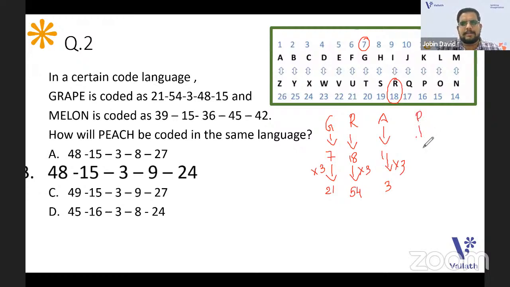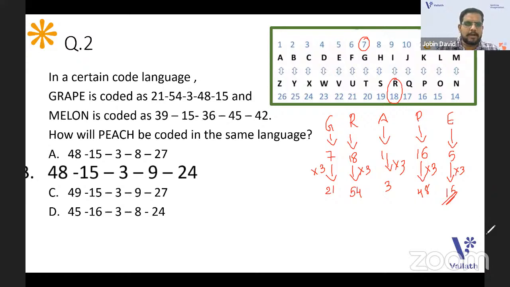Check for the full word. If a pattern is following, check for the entire letters. Then only can you confirm that and move on. So into 3, it is 48. Now it's E. E is 5, then into 3, you have 15. Correct. So that is the coding.